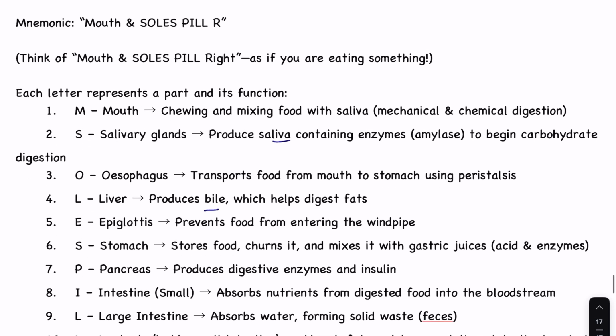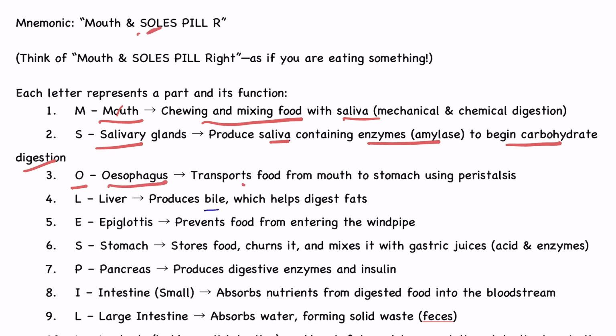Now let's look at the mnemonic to remember this. Mouth and soles pill R. Think of mouth and soles pill R as if it is something you are eating. Each letter here represents a part and its function. M, mouth: chewing and mixing food with saliva. Mechanical and chemical digestion starts. Salivary glands produce saliva containing the enzyme amylase to begin carbohydrate digestion. O of soles, oesophagus: it transports food from the mouth to the stomach using peristalsis.